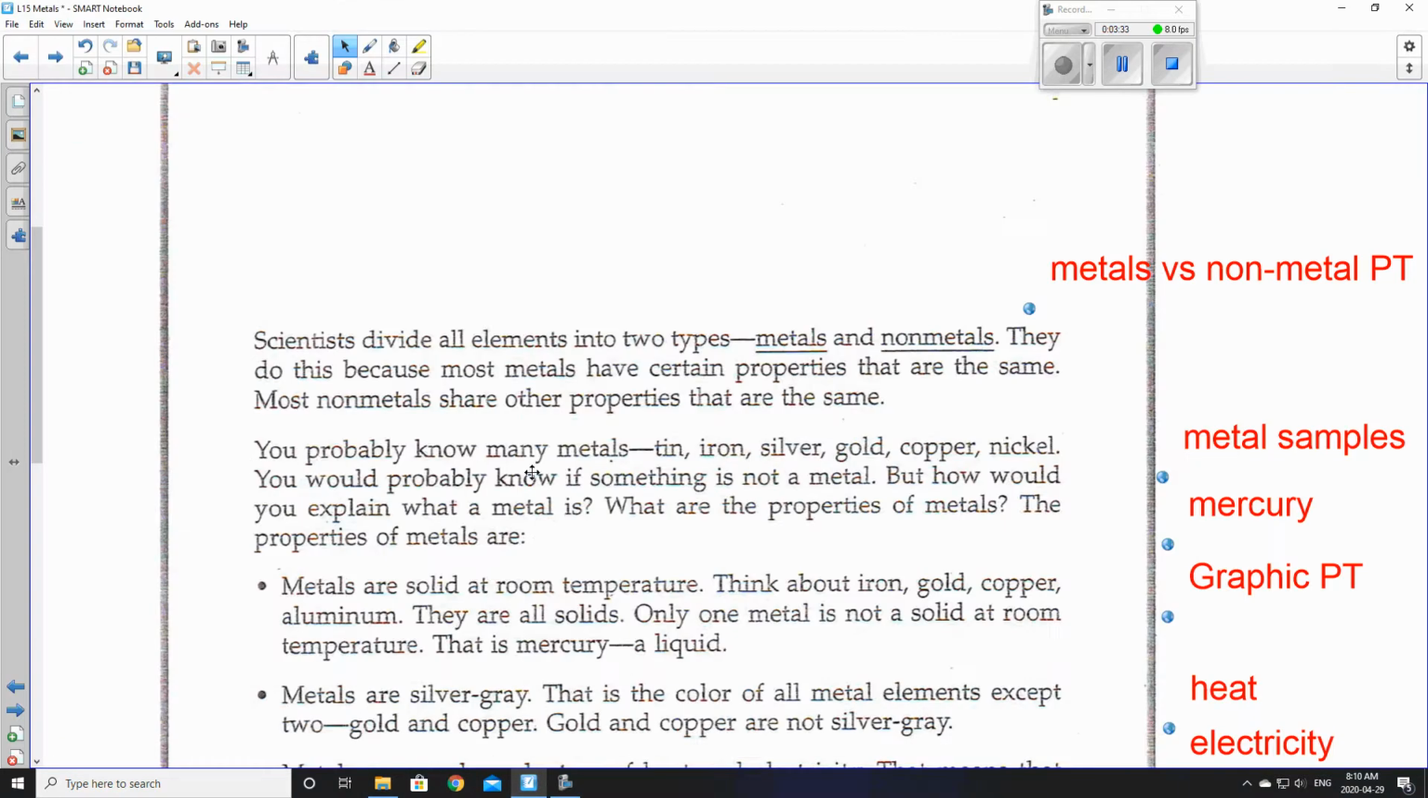You probably know many metals: tin, iron, silver, gold, copper, and nickel. You would probably know if something is not a metal. For example, if I gave you a chunk of wood, I think you would intuitively know, hey, this isn't metal. But how would you categorize or explain what a metal is? What are the properties of metals? We're going to go into that.